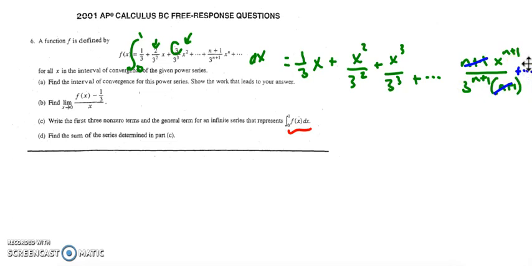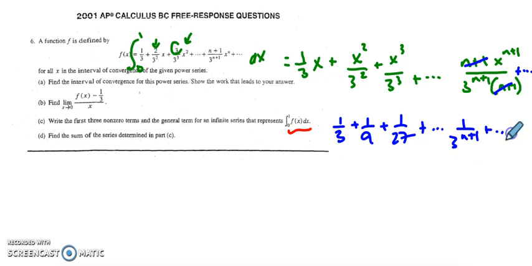Now I have to evaluate that from 0 to 1. So if I plug in the 1 first, I get out 1/3 plus 1/9 plus 1/27 plus 1 over 3 to the n plus 1 plus dot, dot, dot. And when I subtract out, evaluating this at 0, notice that every single term has an x in it, so the 0 goes away. So the first 3 non-zero terms and the general term are these terms that I've written here. Then they're asking us to find the sum of the series.